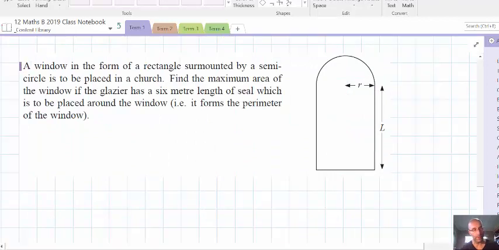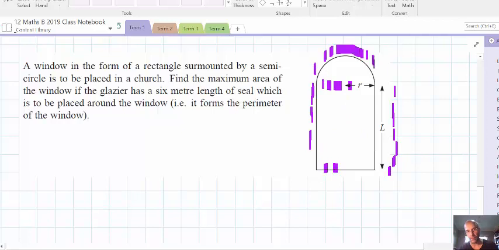Let's look at the second question. Okay, so this one here, we're going to go through it fairly quickly. It is a more complex one, so you may need to use pause and rewind. So we've got a window in the form of a rectangle, and it's been what's called surmounted by a semicircle. So that window there, it's got a rectangular part and it's got a semicircle on the top there.